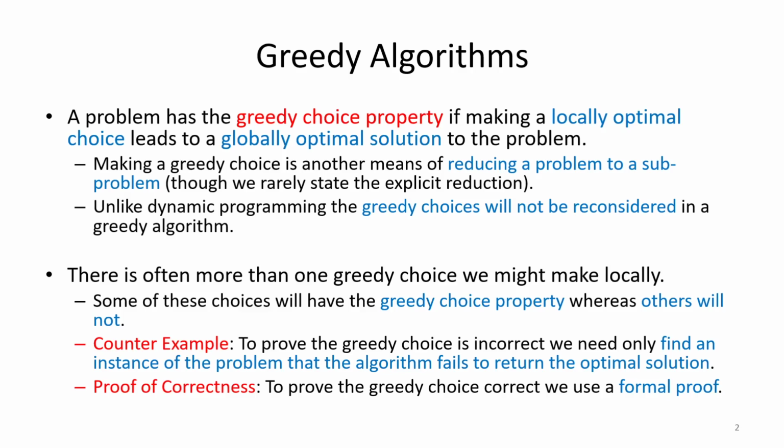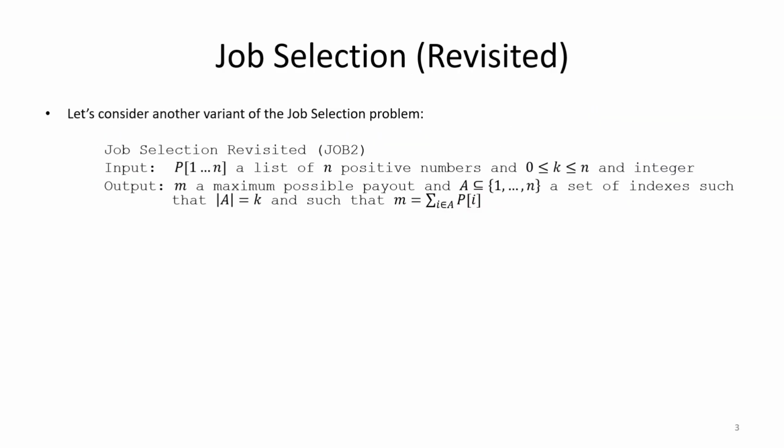And so what I want to focus on in this first video is our first example of some proofs of correctness that we can prove for a fairly simple or straightforward greedy algorithm. So as I mentioned, I want to revisit the job selection problem. And the job selection problem, as designed normally, is designed to be a dynamic programming problem.